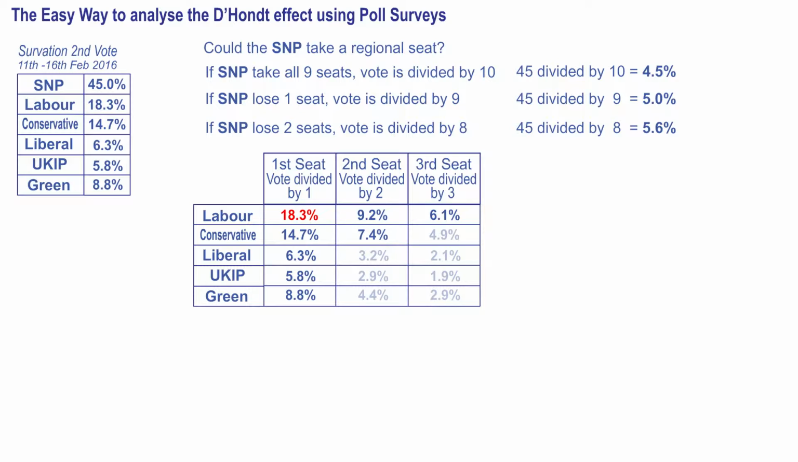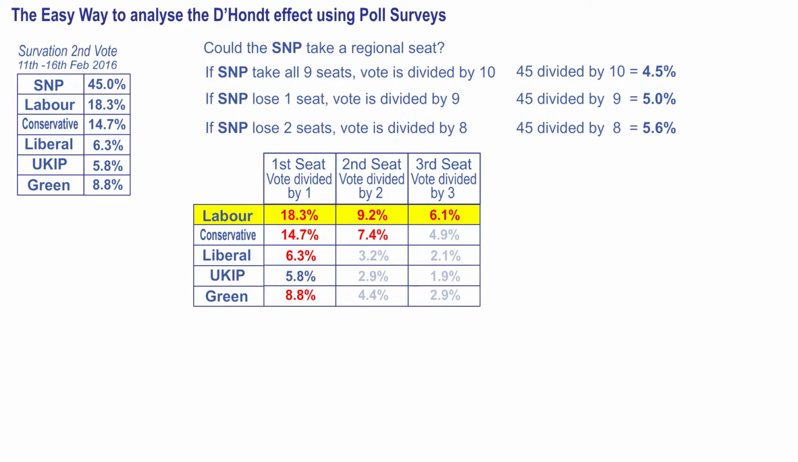Labour have the highest and get the first regional seat. The Conservatives are now the highest and they get their first seat. Labour are now highest again, they get their second seat. The Greens are now highest and they get the next seat. The Conservatives are now the highest and they get their second seat. And the Liberals take the 6th seat and Labour takes the last seat.